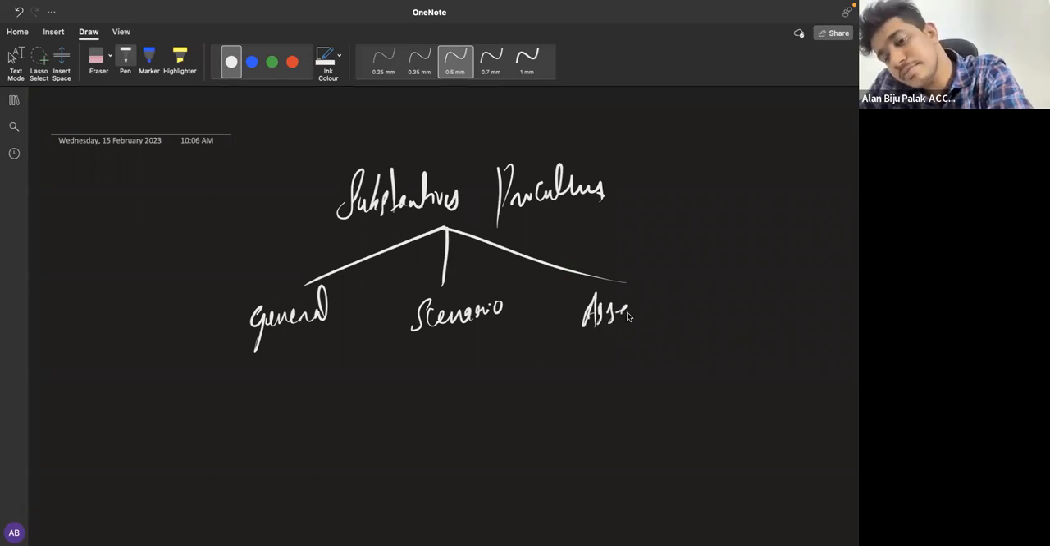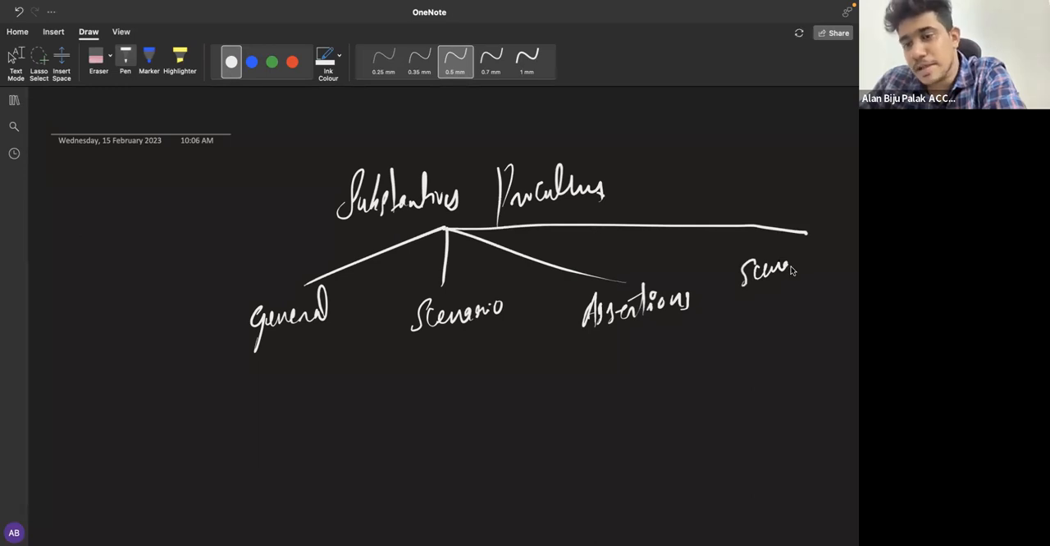Or there can be assertion based substantive, where you might be asked to provide substantive procedures to confirm the valuation of inventory, or to confirm the existence of property, plant, and equipment. So you have to provide substantives specific to the assertion. Or there can be scenario plus assertion based substantive, which means they might not have provided the assertion within the requirement, but might have indirectly talked about the assertion within the scenario. That's the scenario plus assertion type of question. So these are the types of substantives that will be tested in your exam: general substantive, scenario specific substantive, assertion based substantive, and scenario plus assertion based. Is that clear, everyone?